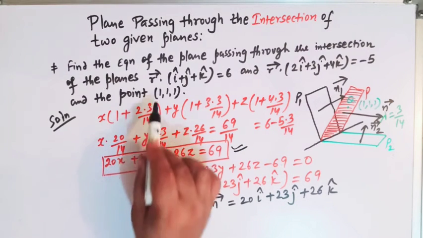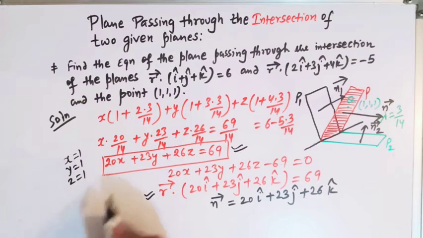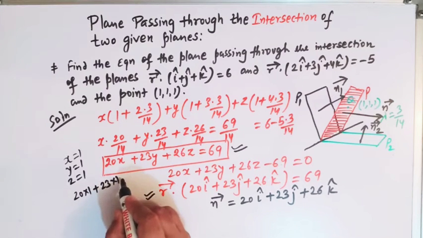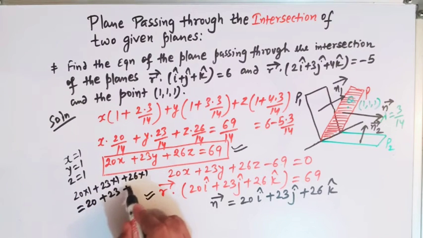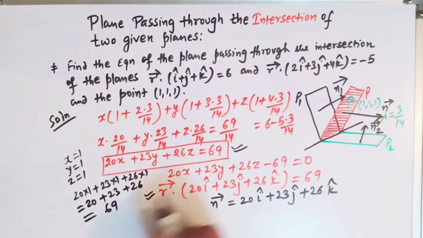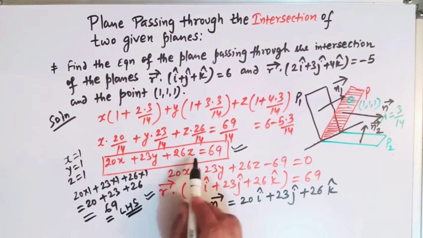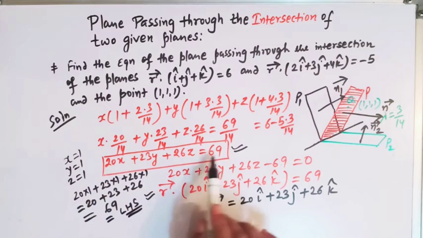We can also verify that this point (1, 1, 1) lies on this plane. How? If we substitute x equal to 1, y equal to 1 and z equal to 1 in this equation, we see that 20 times 1 plus 23 times 1 plus 26 times 1 is equal to 20 plus 23 plus 26, and this is 69, which is equal to the left hand side. So this shows that this point lies on this plane.